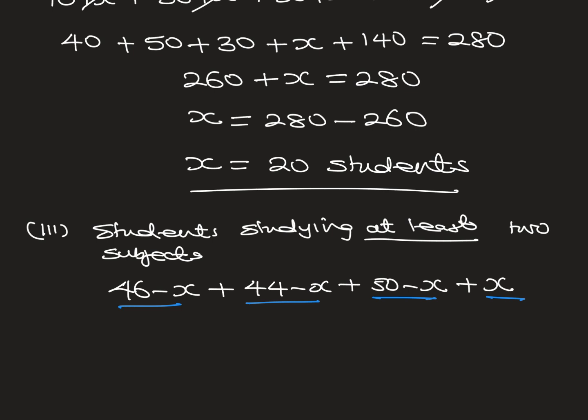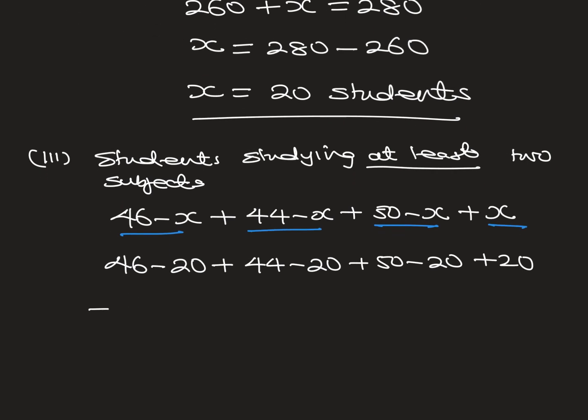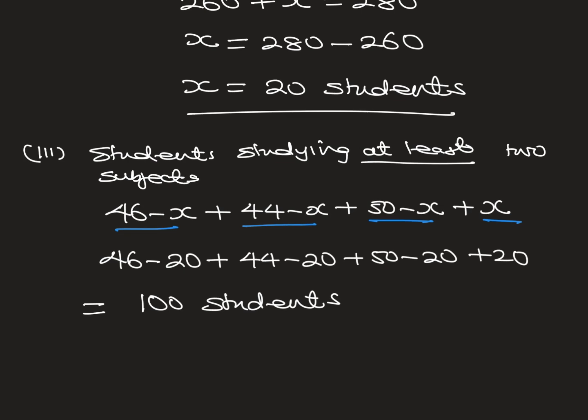So we already know x, so let's substitute. That will be 46 minus 20 plus 44 minus 20 plus 50 minus 20 plus 20. So what do we get? 46 minus 20 plus 44 minus 20 plus 50 minus 20 plus 20. You will have 100 students. So which means 100 students were offering at least 2 subjects. Okay?